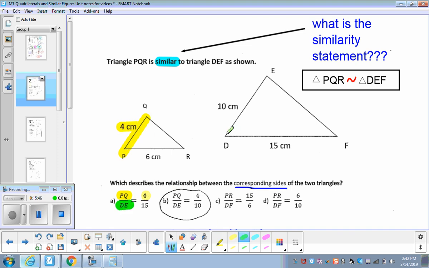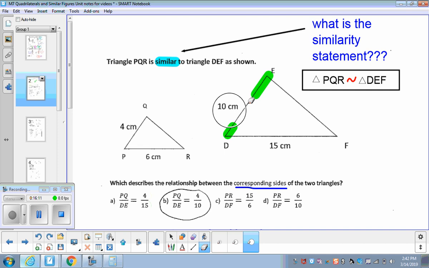DE should be a 10, not a 15. So they're trying to say this yellow side, it should match up right here, but it should be a 4 and a 10. So right here is the right answer. Here's the part where this side definitely matches up with this side, and a 4 matches up with a 10. That's why this is the right answer, okay?